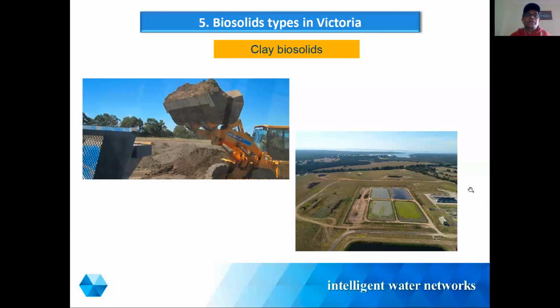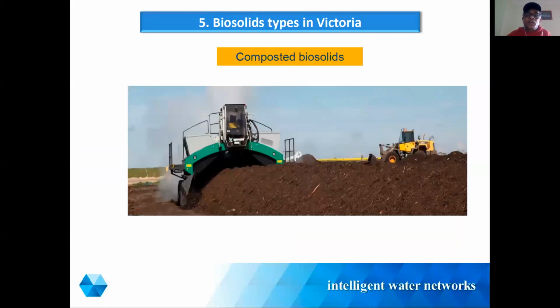Okay. Next one, please. And as we know, some of us will also produce composted biosolids. Gippsland Water typically takes 20% sludge from a few water authorities, and they convert it into a compost. It's typically one third biosolids and two thirds green organic waste.